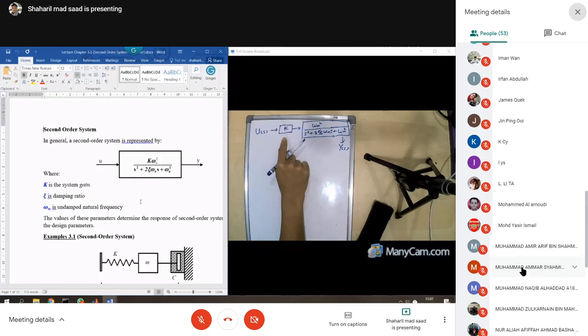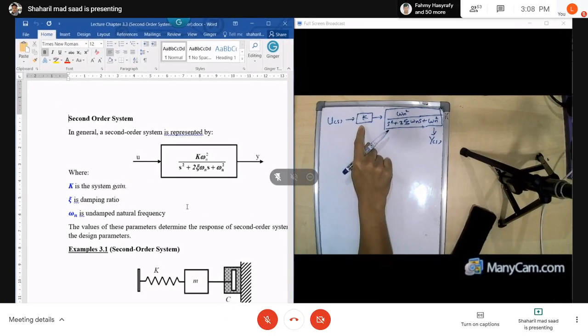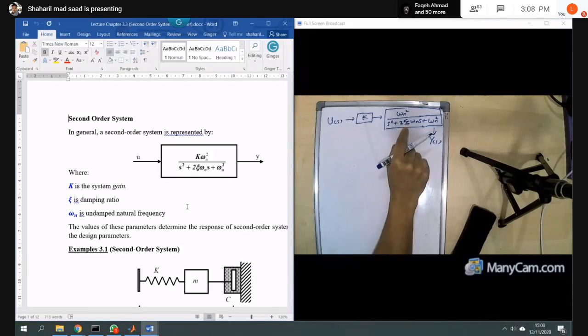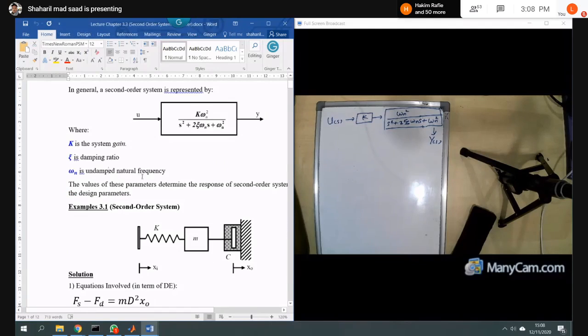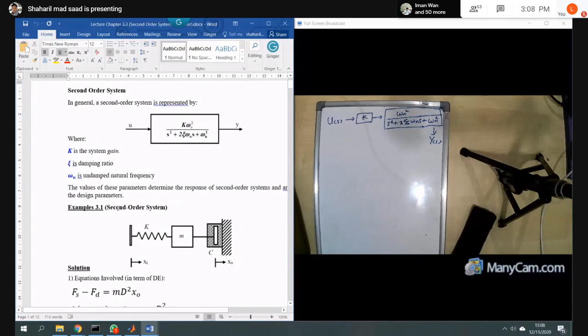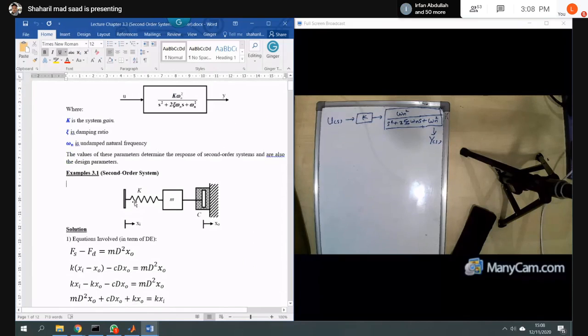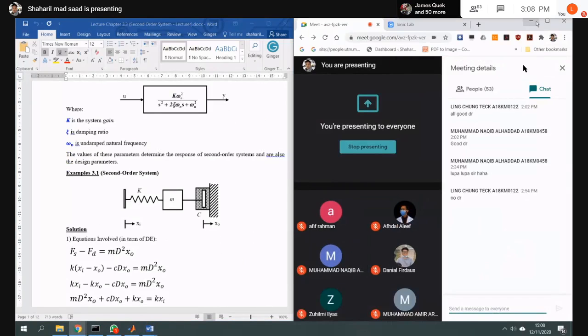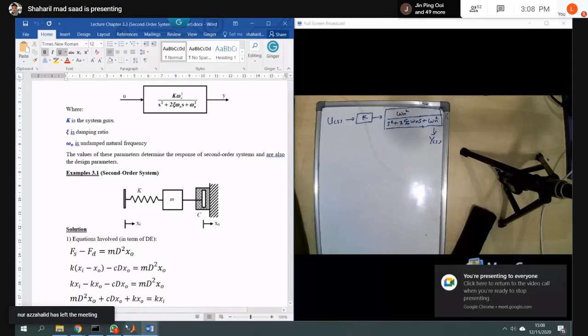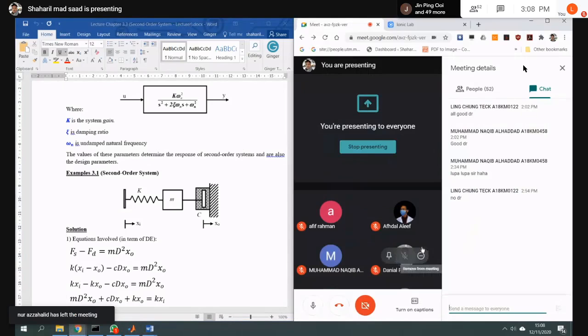K we call the controller, sometimes the gain, and zeta is what we call the damping ratio, not theta. And omega n is the natural frequency. Maybe we can ask our doctor to confirm.